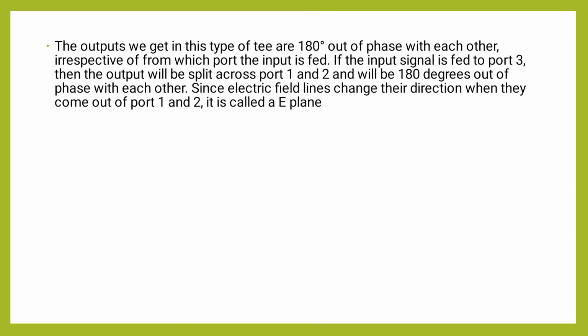That means whenever you give the input to port 3, that input is split between port 1 and port 2 with 180 degrees out of phase. Since the electric field lines change their direction when they come out of port 1 and port 2, it is called an E-plane T. That means whenever you give the input to any one port of the E-plane T, that input is delivered to the outputs of both ports with 180 degrees out of phase.